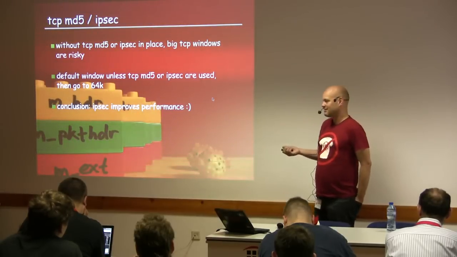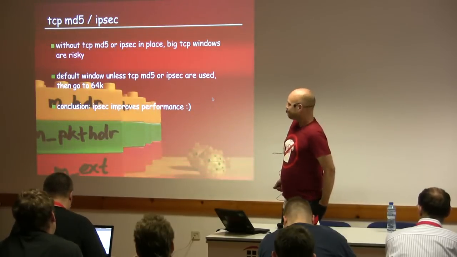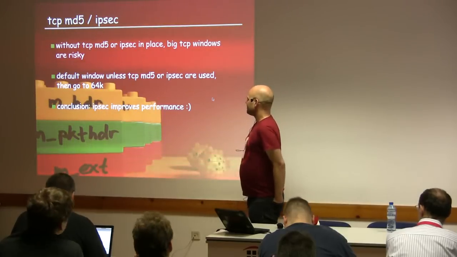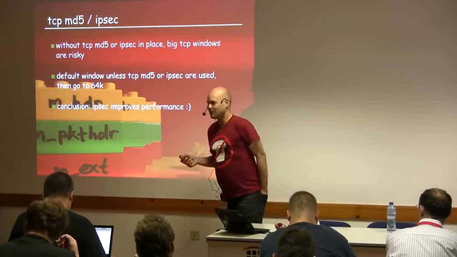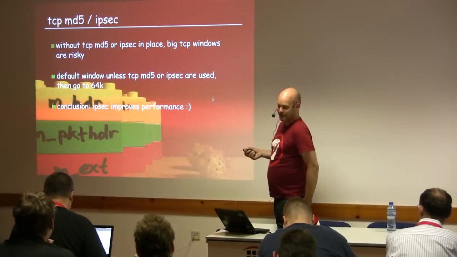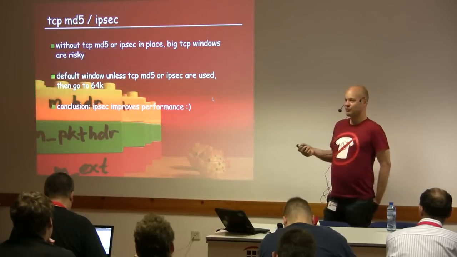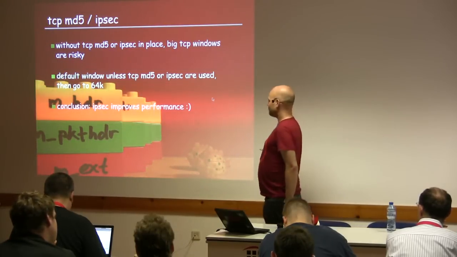For BGP, this is critical, because session gone means routes gone. So we use the default window unless you turn on TCP MD5 or IPsec. Then we grow the window as far as we can to 64K. So conclusion, IPsec or cryptography improve performance.